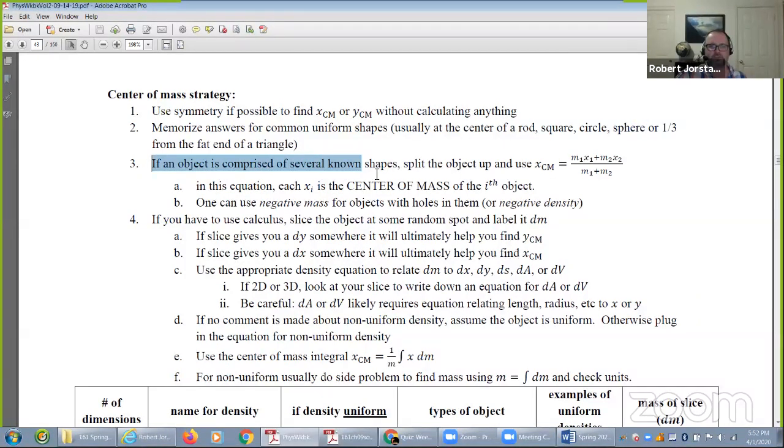If an object is comprised of several known shapes, and this is really where step 2 comes in handy, let's say you have an object that's made out of a rod, a square, and a circle. What we could do is use the point mass center of mass formula.